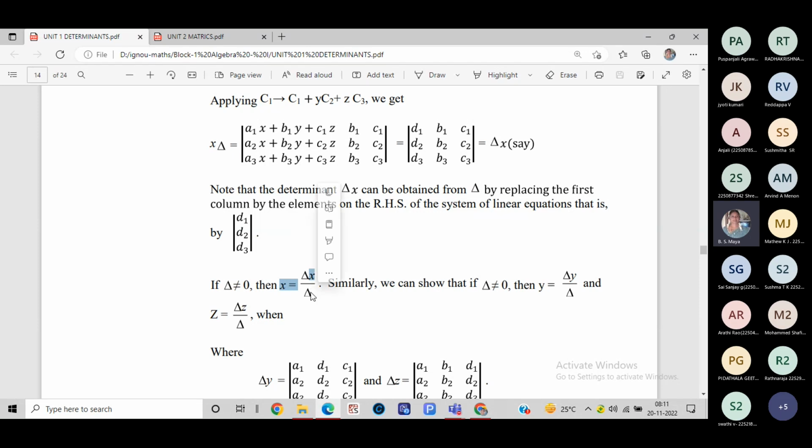If you know the formula, you can easily solve the problem. What is x? x is equal to delta x by delta. What is the purpose of finding delta x? Delta x is found by using the RHS values.